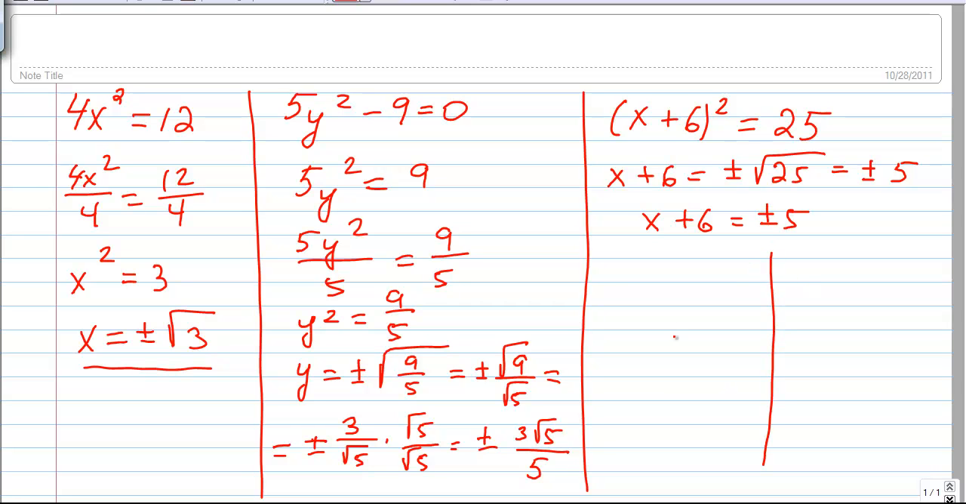But we still need to obtain one positive x, so we divide our space, and the first linear equation that we need to solve is x plus 6 equals 5. The second equation we need to solve the same, but equals minus 5. And when we solve this equation, the answer becomes minus 1. And when we solve the second linear equation, the answer becomes minus 11. And these are the roots of this equation.